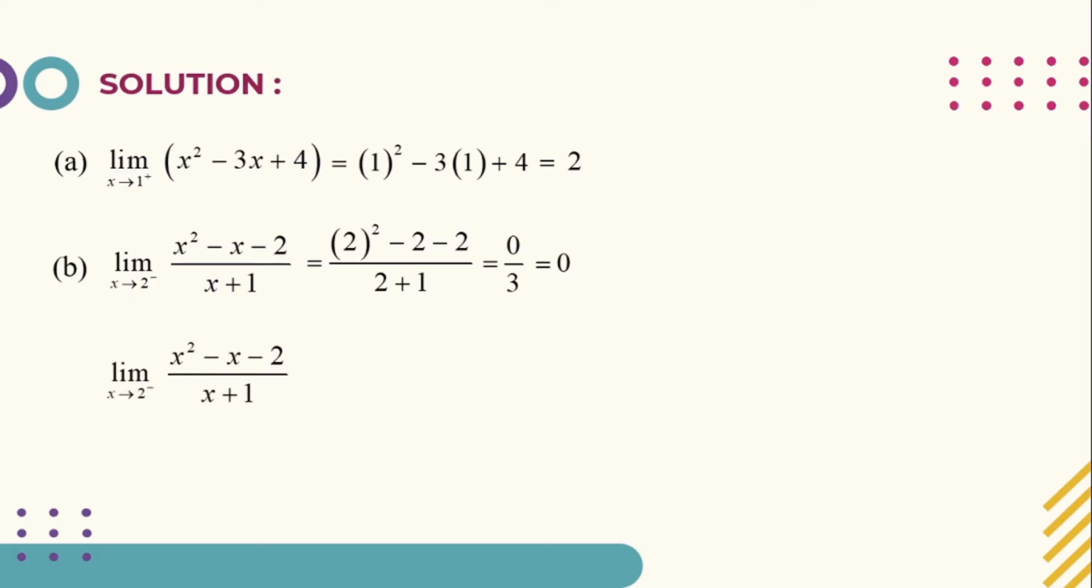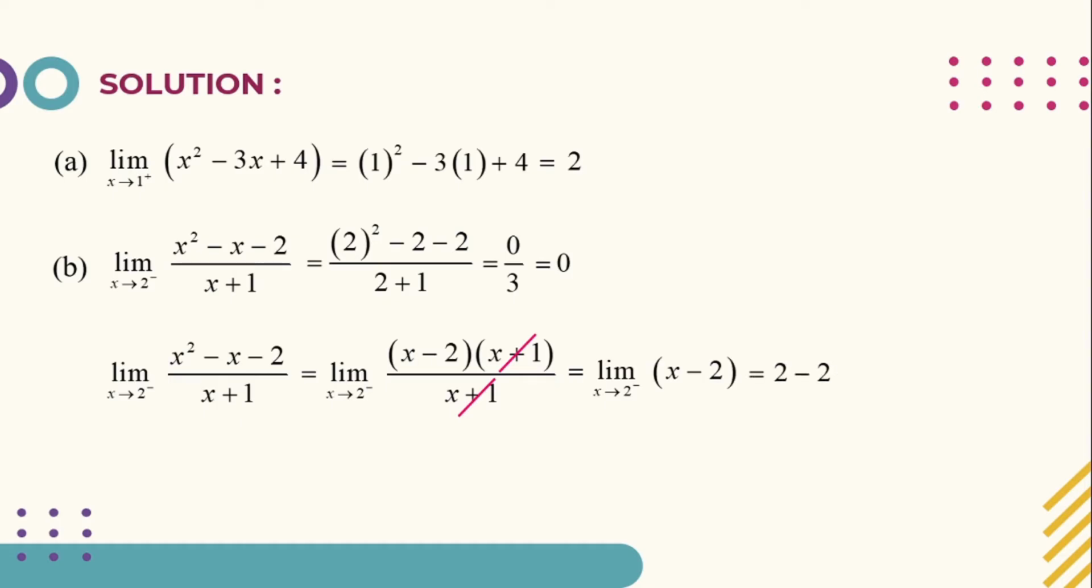Okay, alternative for B. Since we have a rational function and the numerator has a quadratic expression, we factorize the quadratic expression and obtain it like this. We notice that we have x plus 1 on the top and bottom of the fraction, so we can cancel x plus 1 and leave the limit of x minus 2 as x approaches 2 from the left. Now we substitute 2, simplify, and get 0.